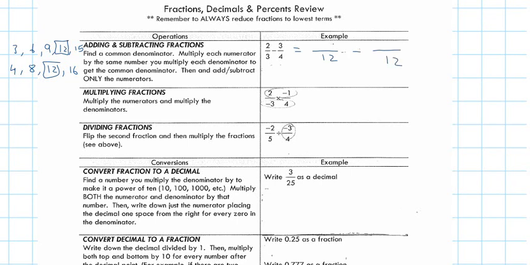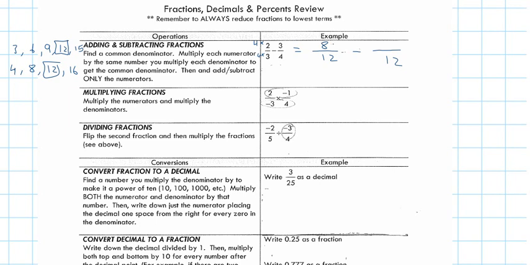Now the question is, what do I multiply 3 by to give me 12? 4. Now if I multiply this by 4, anything I do to my denominator, I have to do to my numerator, otherwise I'm changing my fraction. Okay, so I have to multiply the top by 4 as well, and that gives me 4 times 2 is 8.